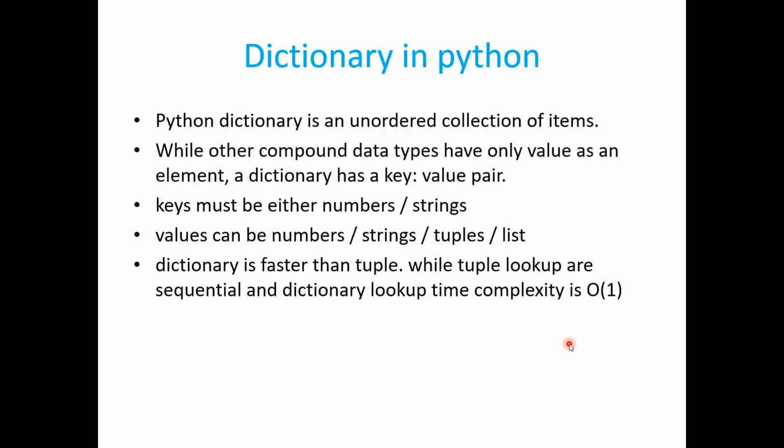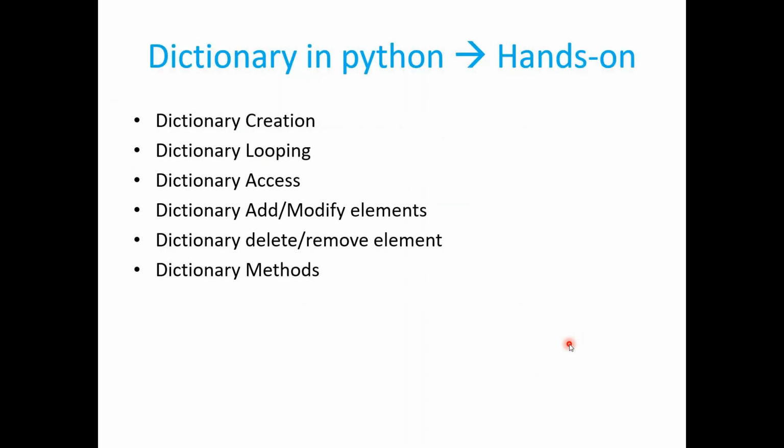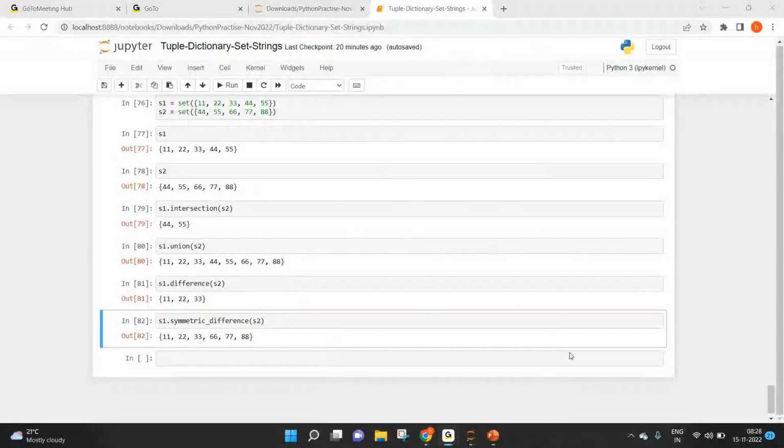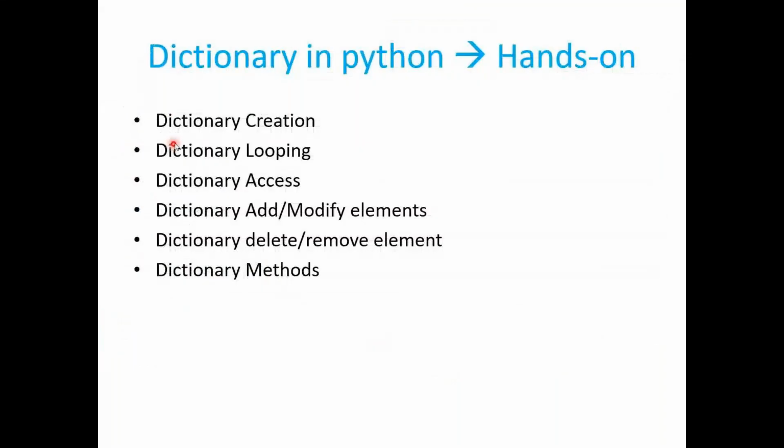Now let's talk about dictionary. So what is a dictionary? Always remember the elements in a dictionary will be in the form of key value pairs. You will always have a key and you will always have the respective value. Let's talk about dictionary creation first.